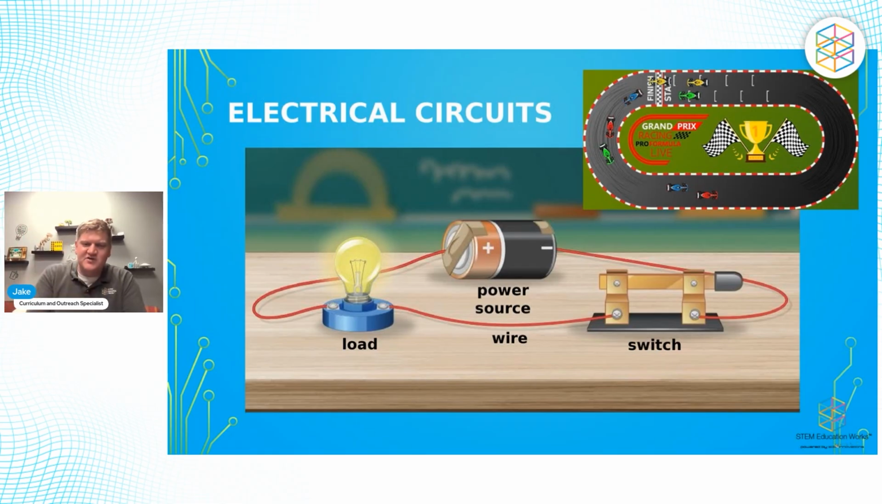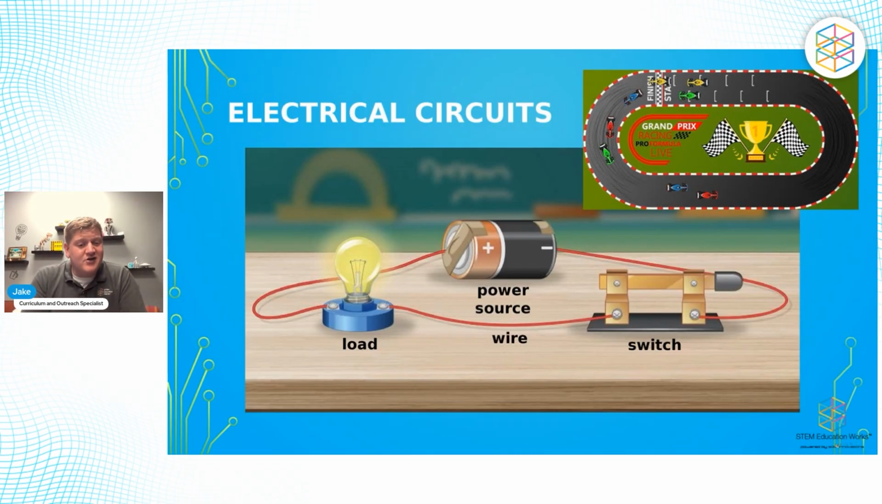So in the image up to the right here, we see a racetrack. And I think a racetrack is a really great analogy for teaching students the basics of electrical circuits, because the main idea behind an electrical circuit is that you have to have a closed loop. If you were to open that switch that we see in the middle of our screen, then what would happen? Well, the circuit would no longer be complete. You'd have a broken circuit.